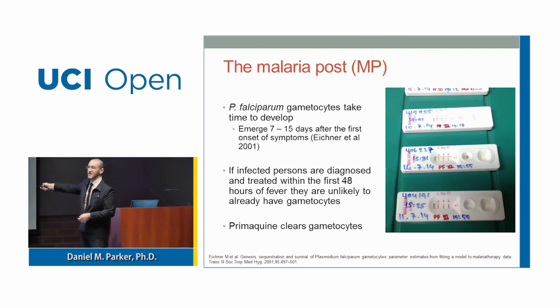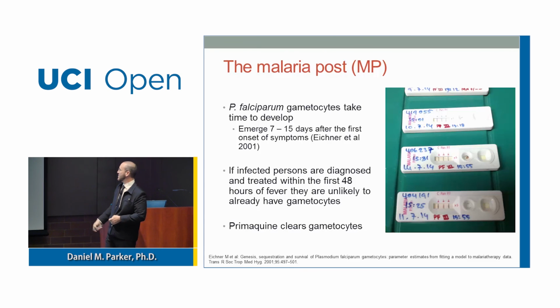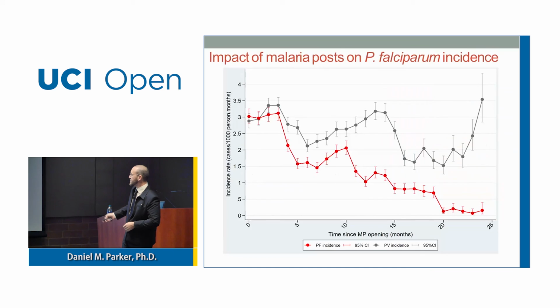And these are RDTs. This is what I was telling you about. So these are all PF positive. You've got to control PF. Actually, these are all unique. They all have mixed infections. So these are people that had more than just a PF infection. Maybe PV, PF, PV, PO.